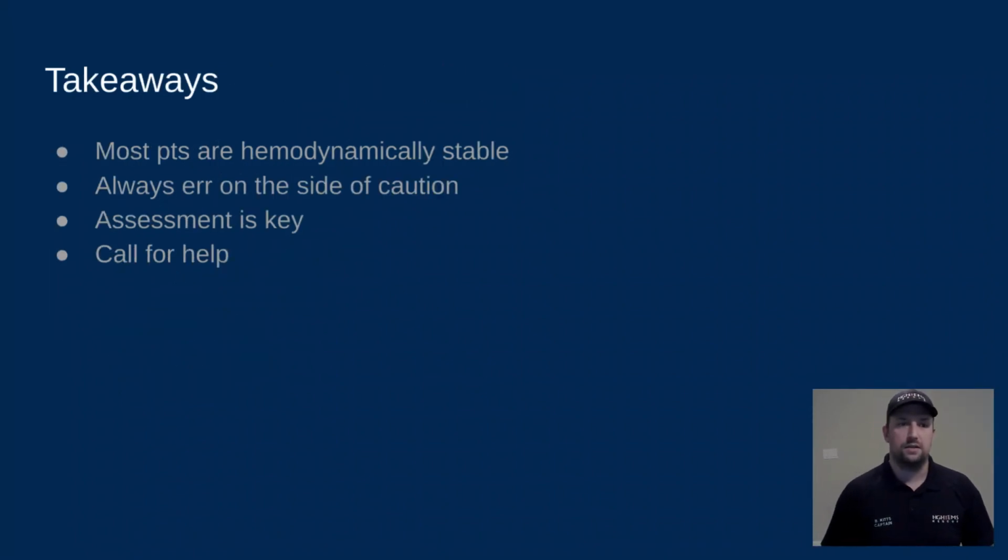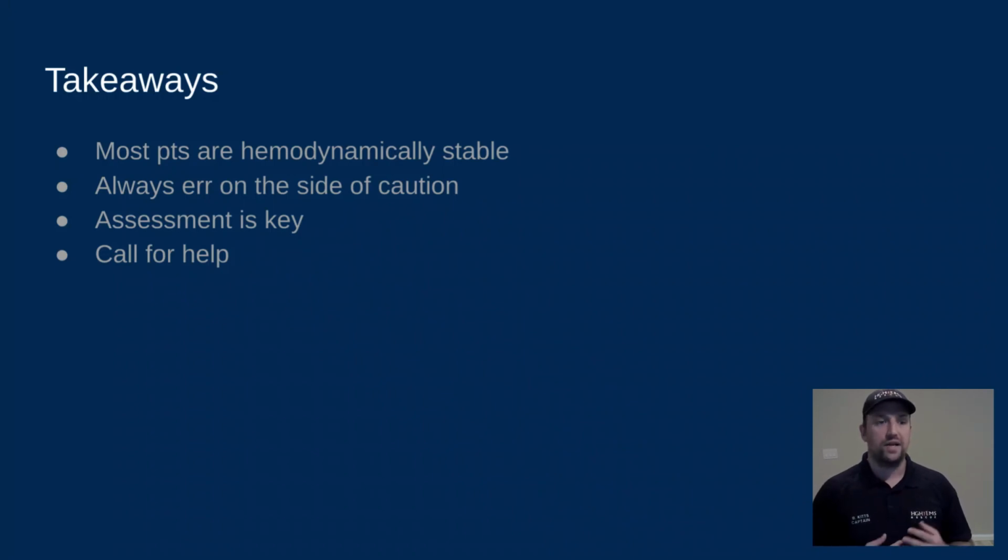For takeaways, one, most patients are hemodynamically stable, meaning that we just need to monitor them. Two, always err on the side of caution. If you're unsure, call for help. Always treat the patients in that order: treat inciting causes and optimize, pressure support, and then call for help if you determine that you need rate control.